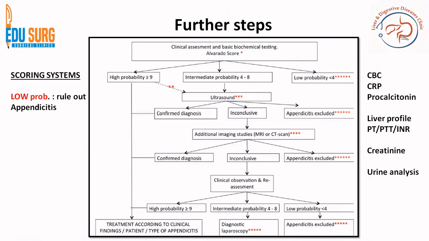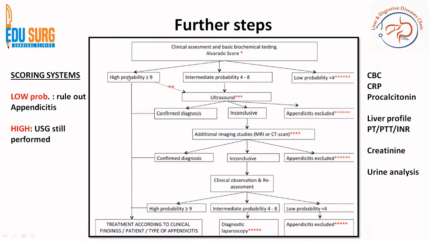A low probability, basically, if you see in the algorithm, this is based on Alvarado. Low probability, you rule out appendicitis. Intermediate probability is where all the workup is done.